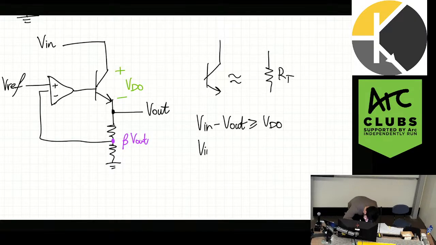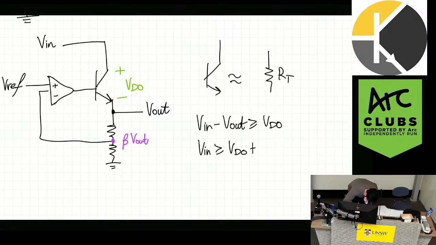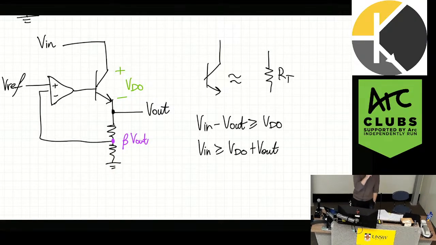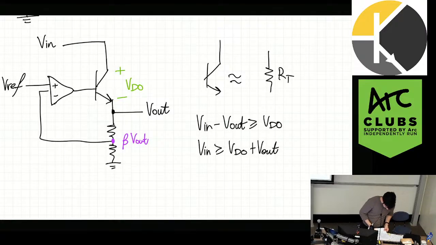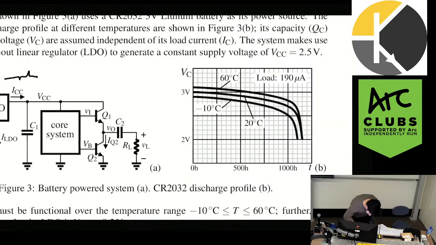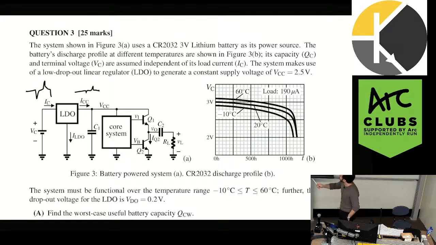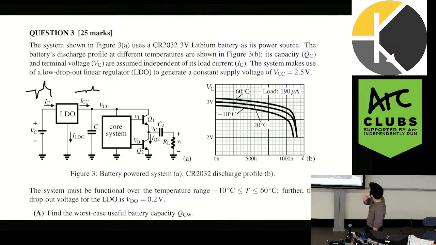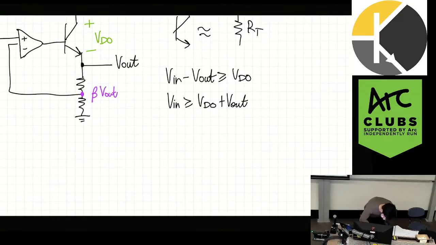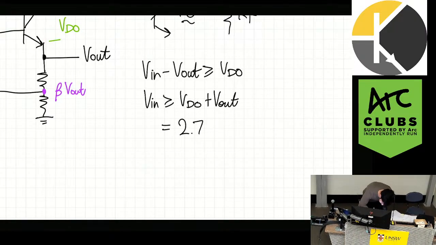And V in, don't forget, is our battery voltage. So I can rearrange this and say V in needs to be greater than V dropout plus V out. And what was VDO? 0.2 volts, good. And also, what is the voltage output of the LDO? It's VCC, it's 2.5. We're given that. So then this is 2.7 volts.